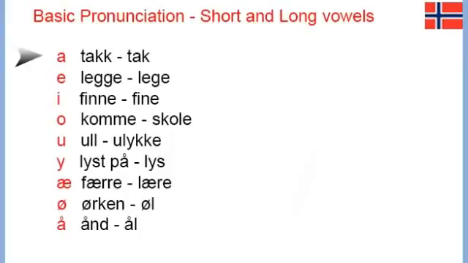Another element is the short and long vowels. Norwegian basically only has two lengths of vowels: the short ones and the long ones. If the vowel, which you see here on the left written in red, is followed by two consonants, it tends to be short. If it's followed by one consonant or no consonant, it tends to be long. The vocabulary here is not very useful, so we will not go through it. Just listen to the difference between a short vowel and a long vowel.